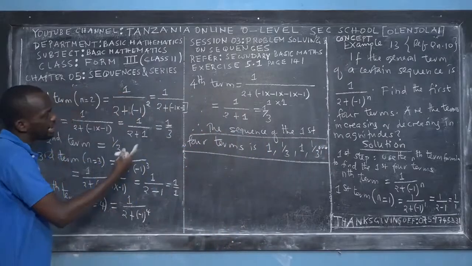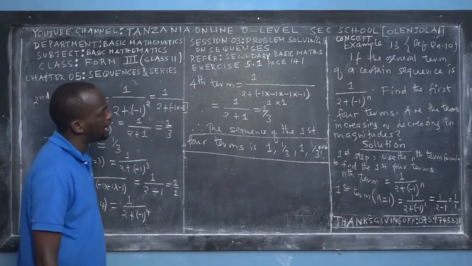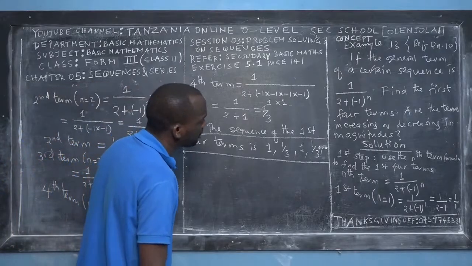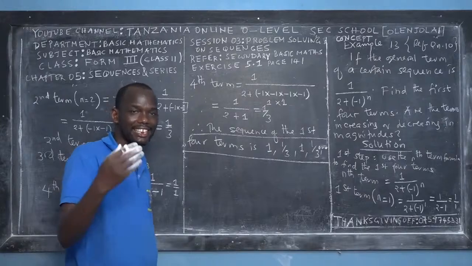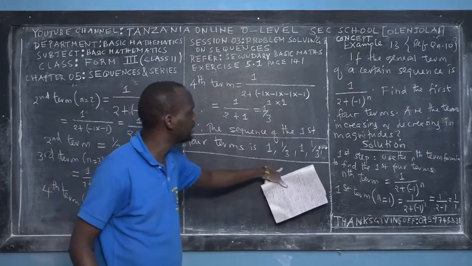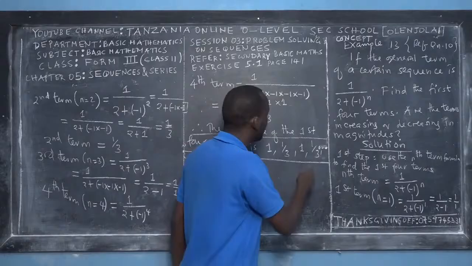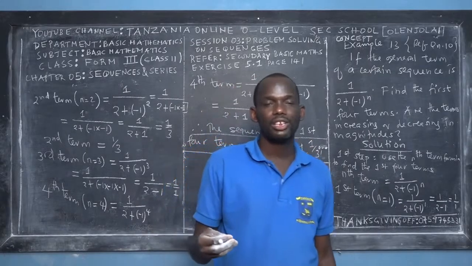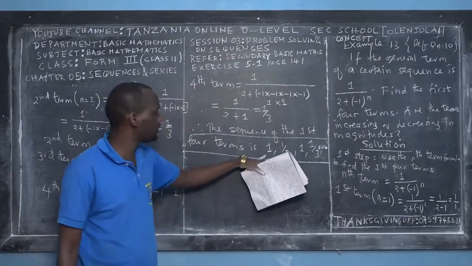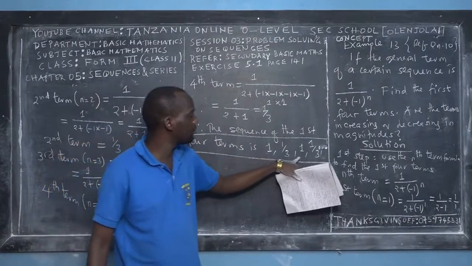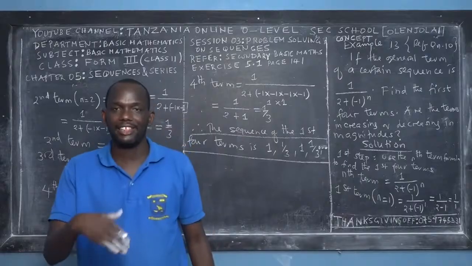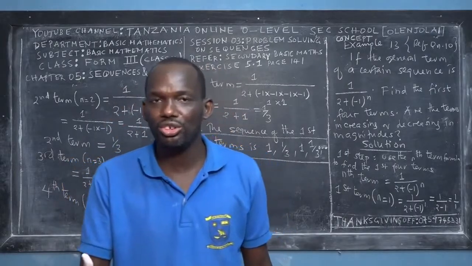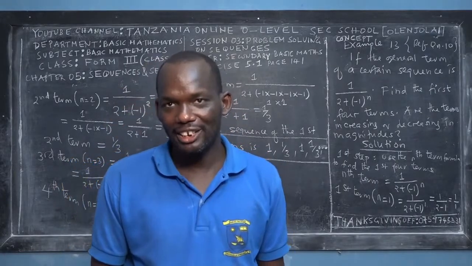Right? The second part of the question asks you to find whether the terms are increasing or decreasing. Are these terms 1, 1/3, 1, 1/3? Forget about the 5th term, the 6th term, the 7th term. If you observe these first 4 terms, are they increasing in magnitude or are they decreasing in magnitude?